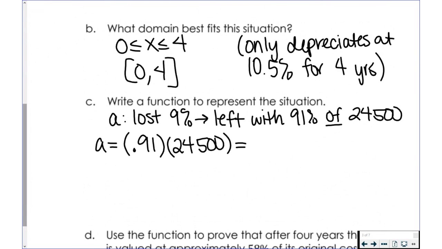So when you do this multiplication, that would be the actual value of the car once it's in your possession. And that means it's now worth $22,295 before it even starts to depreciate. So that's the actual A value.